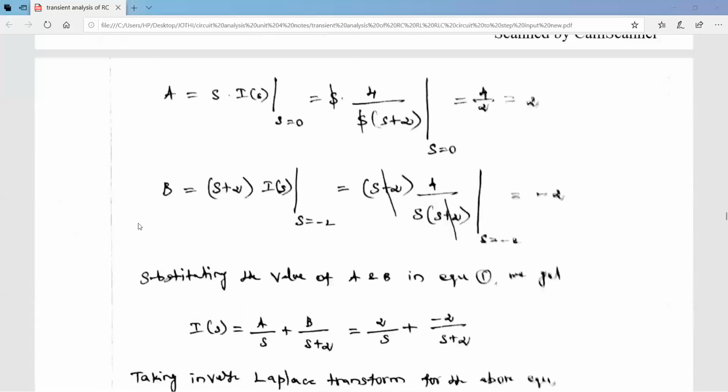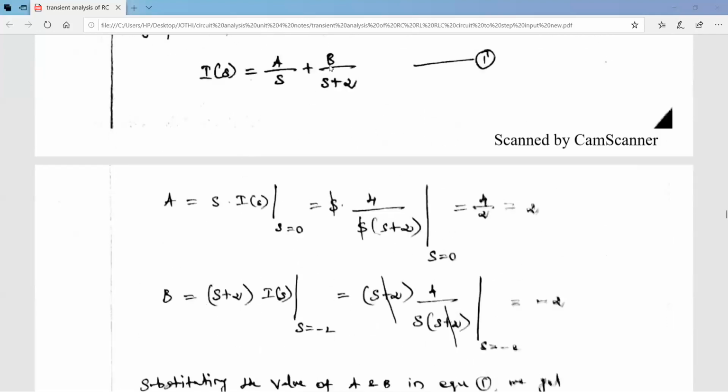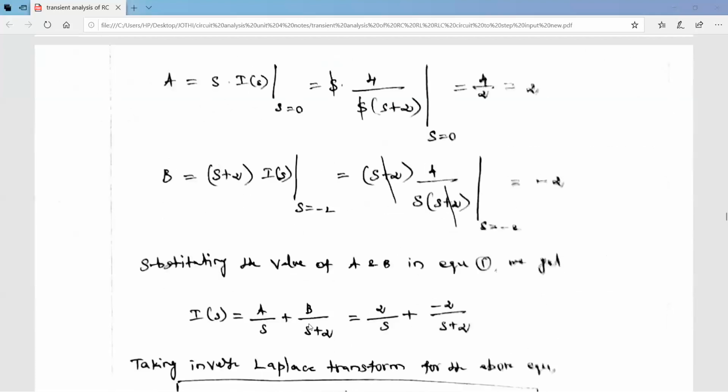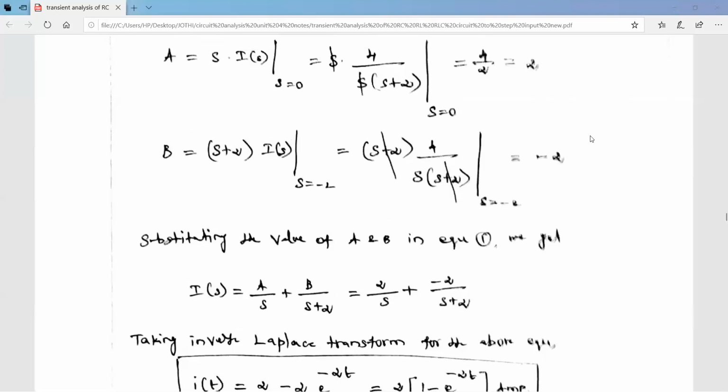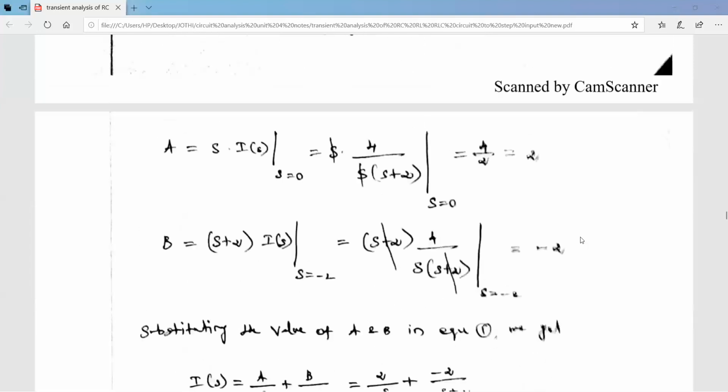Similarly, how do we calculate b? b is calculated by s plus 2 multiplied with the total function I of s at s equal to minus 2. Here you substitute the value of I of s, and s plus 2 cancels. Now in the place of s, you substitute minus 2, and we get b equal to minus 2. So we calculated the a value and the b value. What is the next thing?